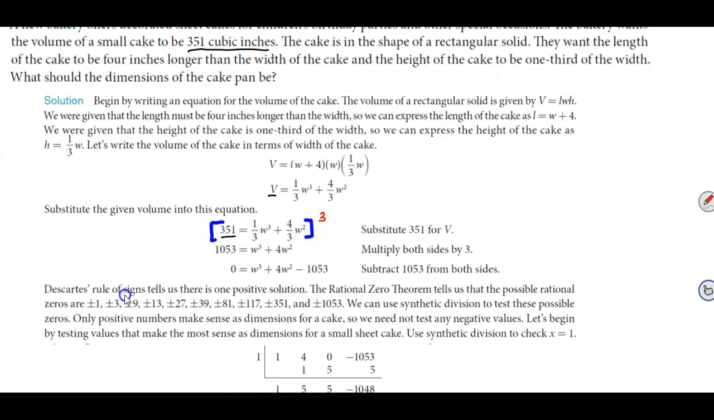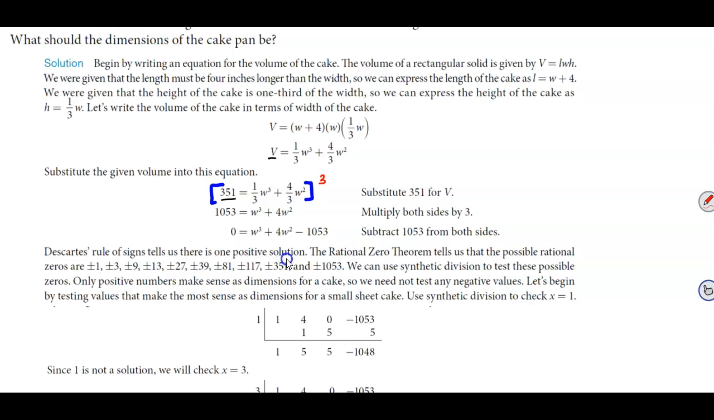Now, Descartes' rule of signs tells us there is one positive solution because we have a sign change from here to here. The rational zero theorem tells us that the possible rational zeros are plus or minus 1, plus or minus 3, plus or minus 9, plus or minus 13, plus or minus 27, plus or minus 39, plus or minus 81, plus or minus 117, plus or minus 351, and plus or minus 1053.